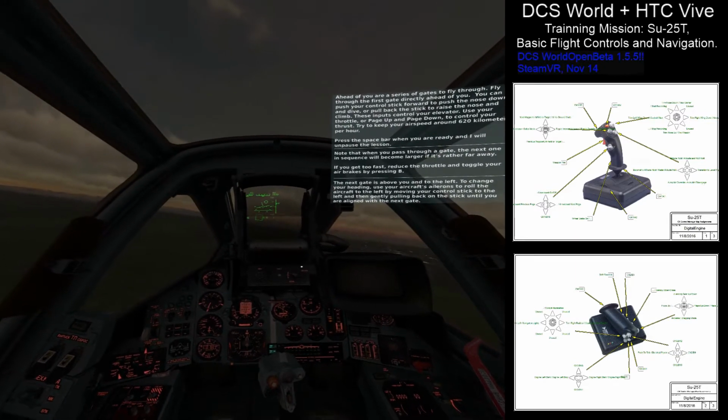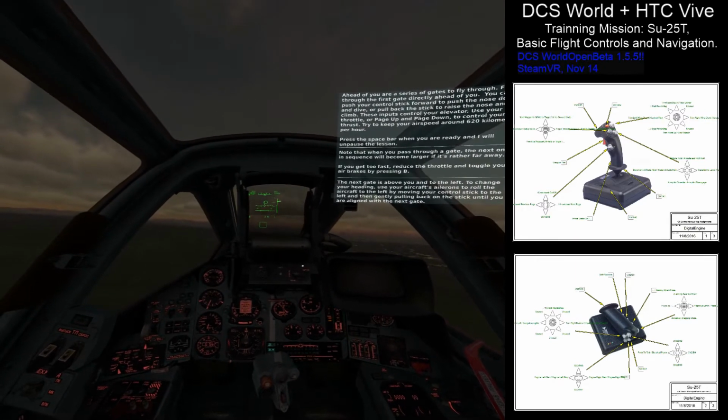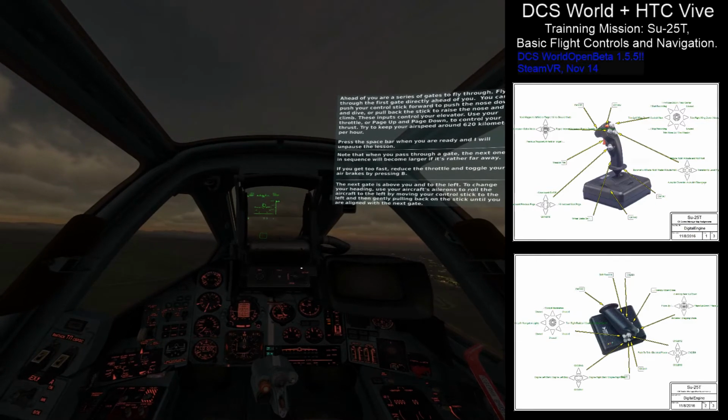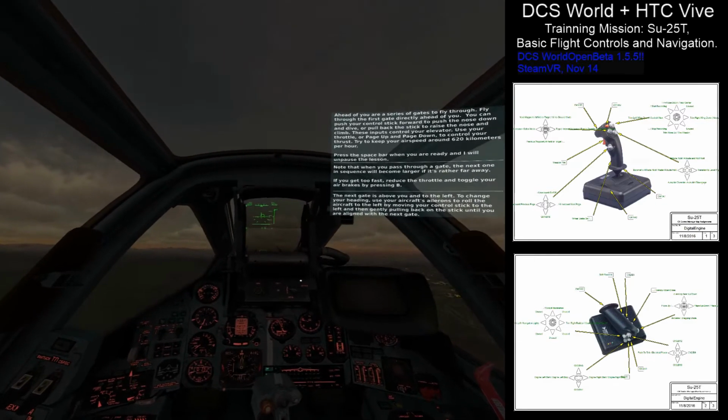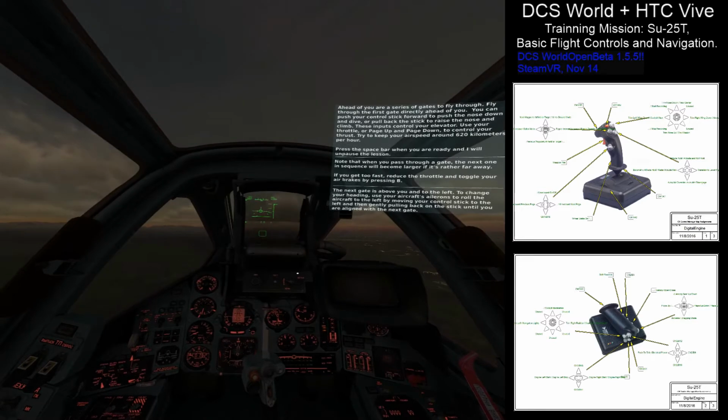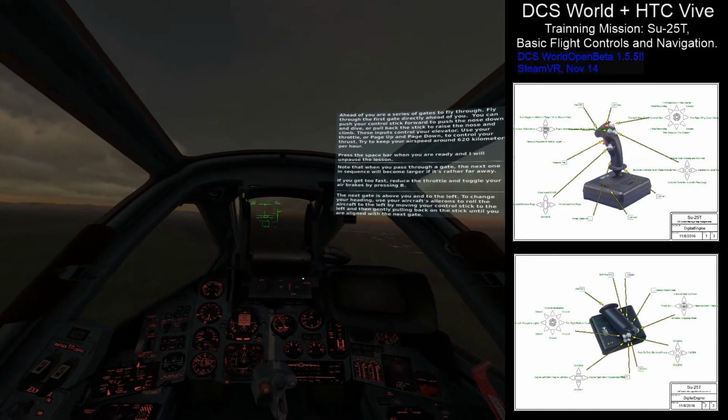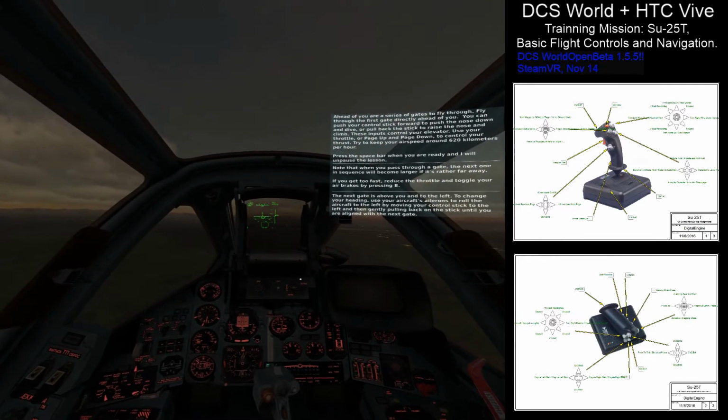The next gate is above you and to the left. To change your heading, use your aircraft's ailerons to roll the aircraft to the left by moving your control stick to the left, and then gently pulling back on the stick until you are aligned with the next gate.